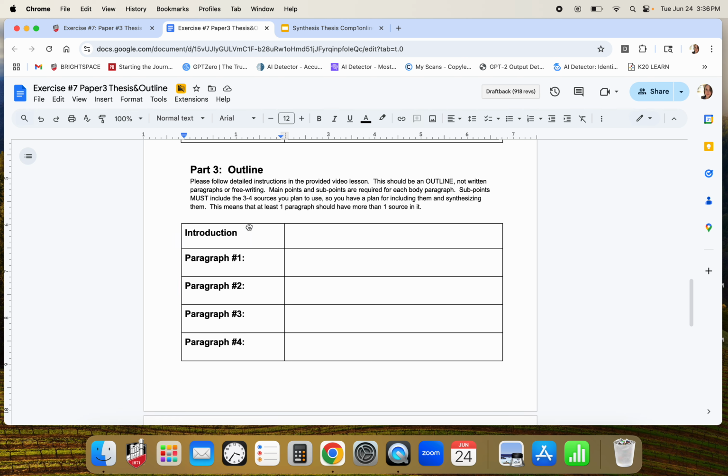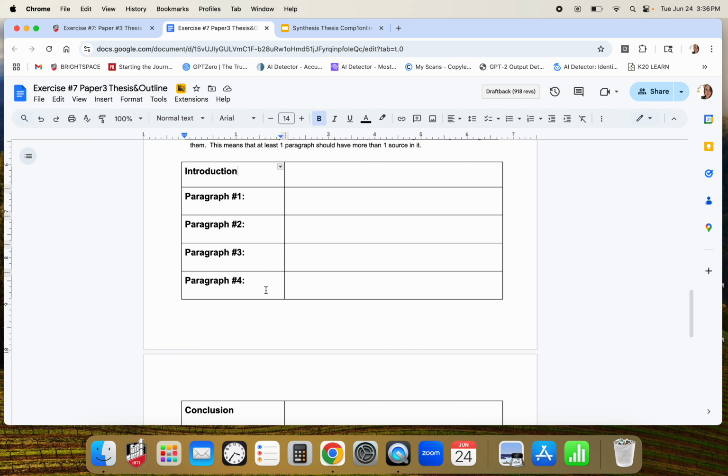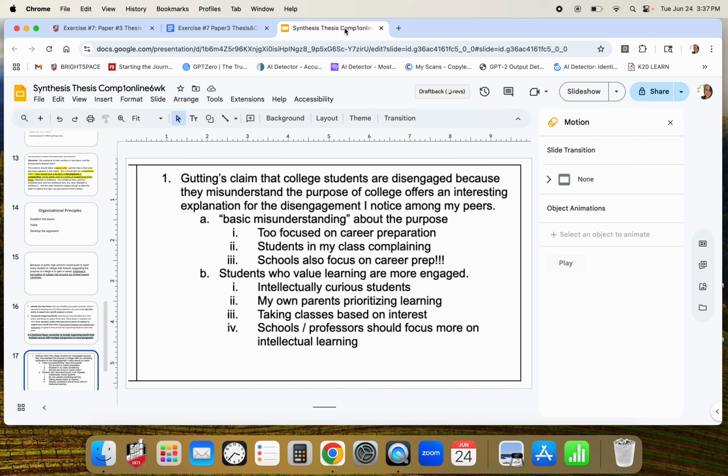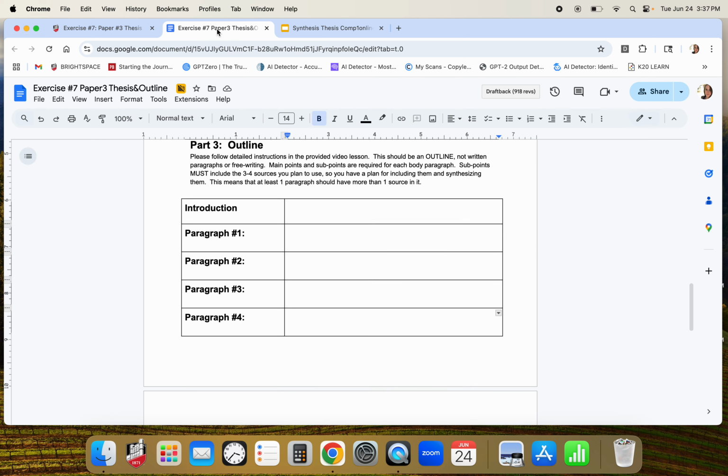Now on the outline, we haven't yet talked about introductions and conclusions for this paper. You are welcome to leave those blank. You may already have an idea because we have talked about intros and conclusions in general, so you can go ahead and sketch out if you want to. It's okay if they're blank for now. But here in each paragraph, you're going to include an outline of that paragraph, not the paragraph written out itself. So again, the outline for each paragraph should look something like this, not a written paragraph.